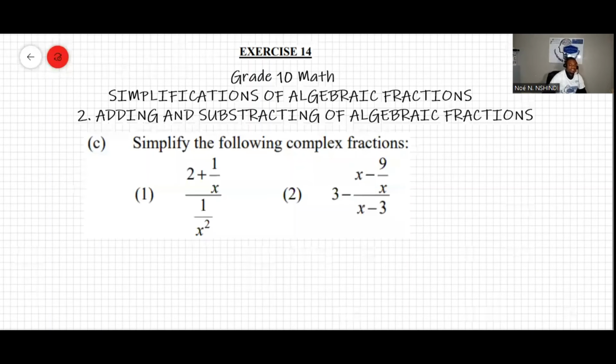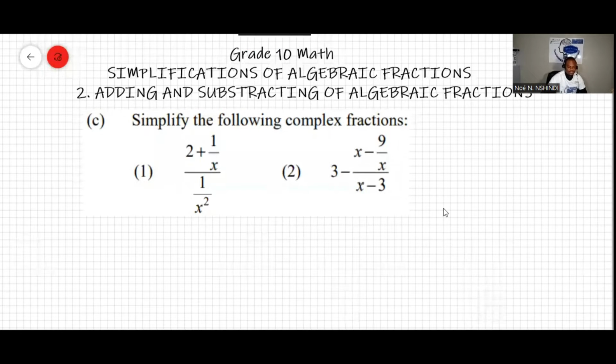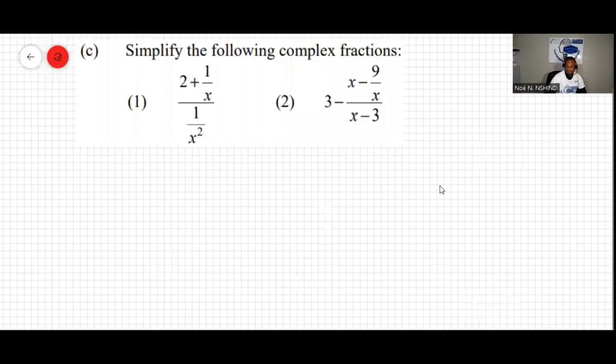Well, now the question says simplify the following complex fractions. Okay, so now let's do one. It's 2 plus 1 over x, over 1 over x squared. So we will first write them with a single fraction.